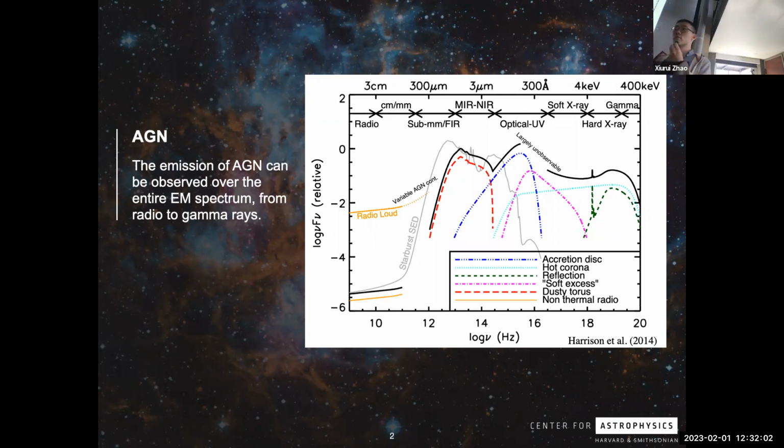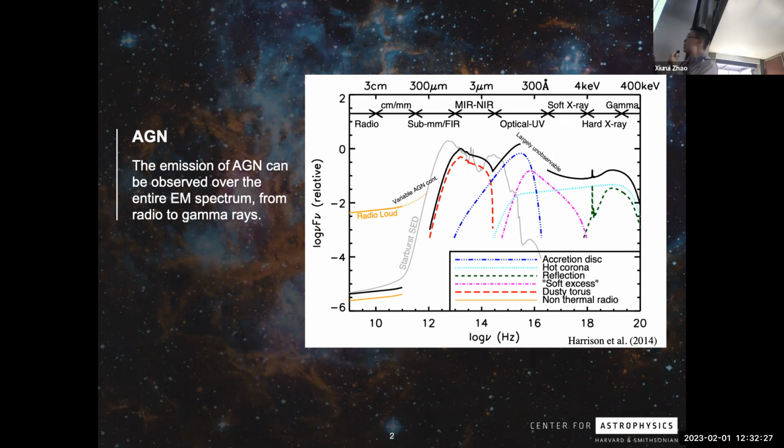In different energy bands, AGN can tell us about different aspects. For example, in the radio band, it can tell us about the jet of the AGN. In the infrared band, it can tell us about the AGN torus. In the optical, it tells us about the accretion disk. The broad emission lines in the optical band can also tell us, for example, the supermassive black hole mass.